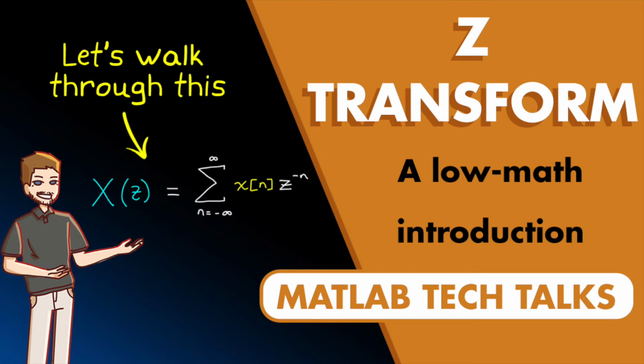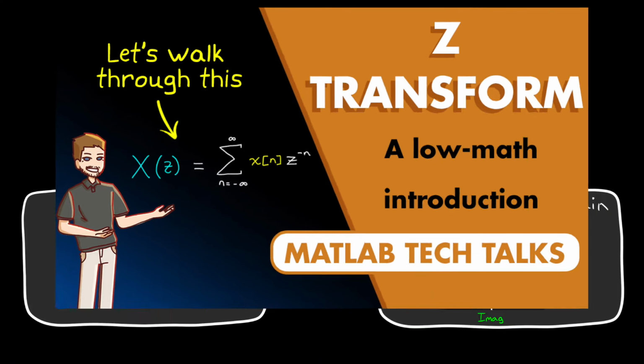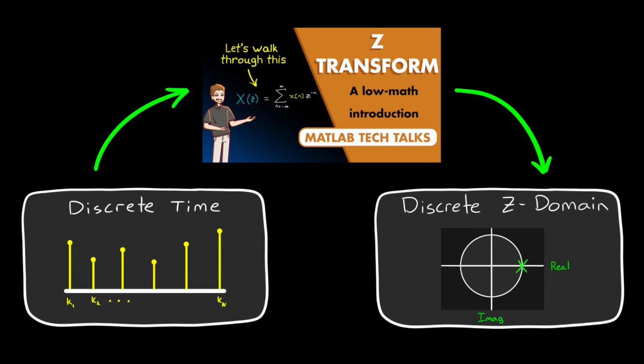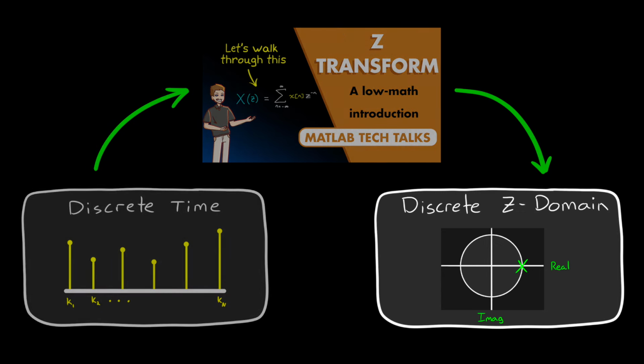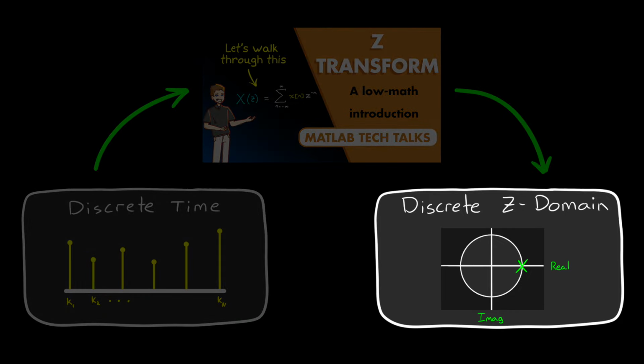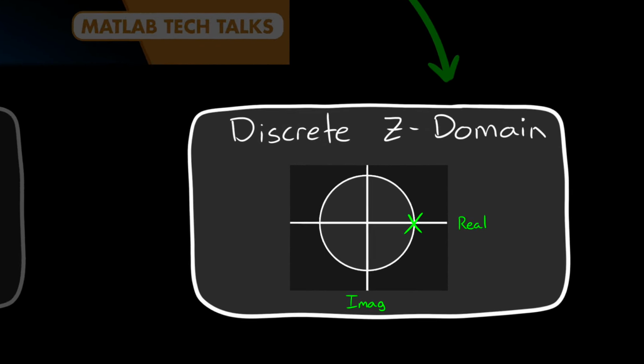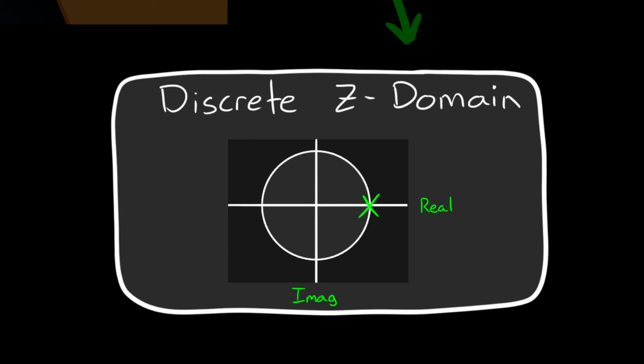In a previous video, we talked about the Z transform, which is the way that we go from the discrete time domain to the Z domain. In this video, let's talk a little bit about the Z domain itself. And full disclosure, I had originally planned to explain why it's important for designing discrete systems, including filters.